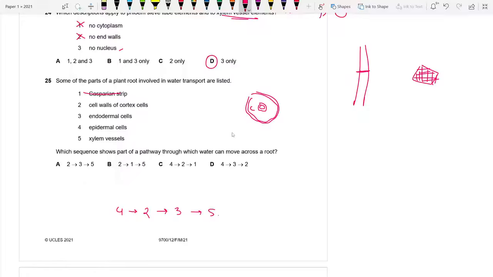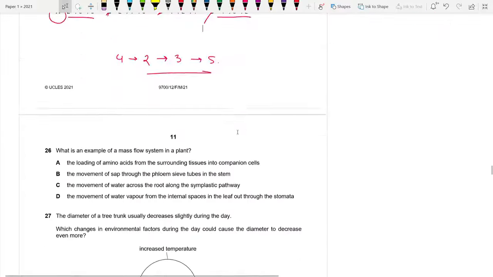So let's match this. Do we have 4, 2, 3, 5? We don't. And anything with 1 is wrong, basically. So we have this 2, 3, 5. This matches. A is the correct answer, and this is wrong. It should have been 4, 2, 3, not 4, 3, 2. That's how you answer. 26.